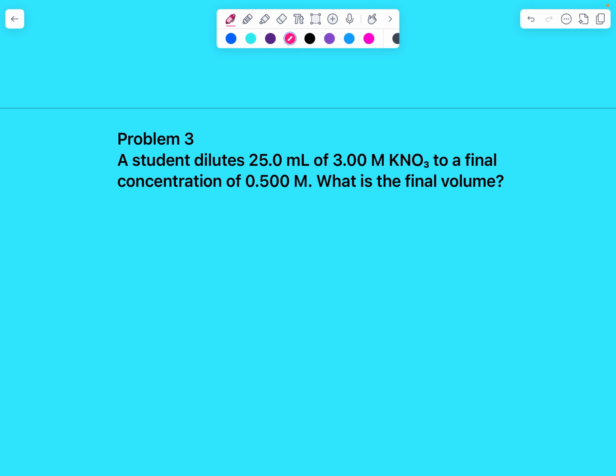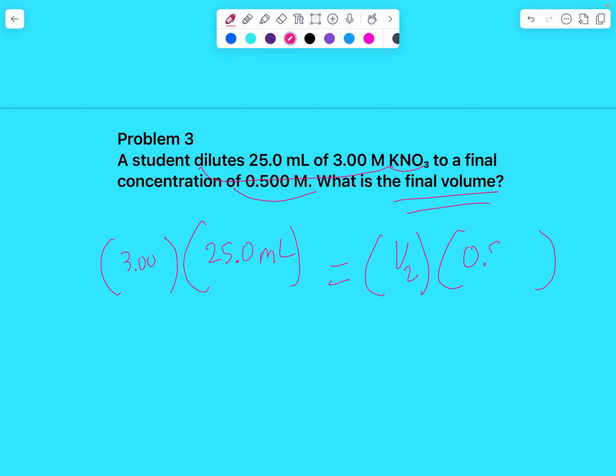What is the final volume? So let's take a look at this. We know we have an M₁ of 3. We're diluting this into something completely else, which we'll get to a little bit later. We know V₁ is 25 because we're diluting it. We're beginning with 25, and we're going to dilute it to a final volume. So we're looking for the final volume. So V₂ is unknown. And then M₂ would be what, you guys? 0.500 is the final concentration.